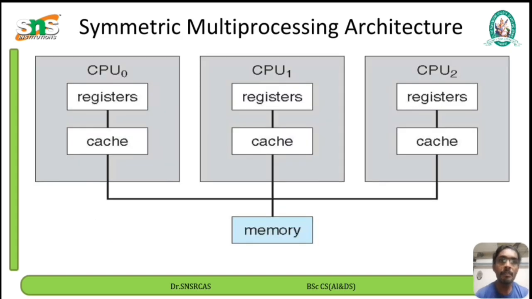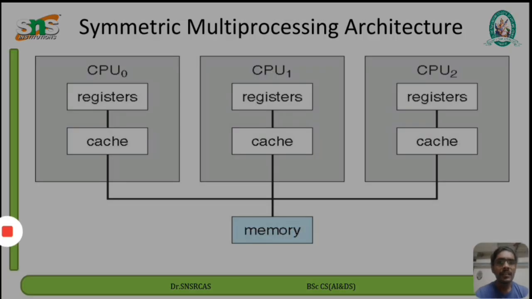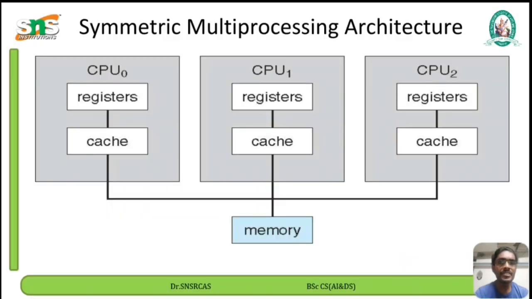Here is the simple architecture of a symmetric multiprocessing system. There are CPU 0, CPU 1 and CPU 2. There is a register memory and cache memory for each of the three different CPUs. But the main memory is common for all the central processing units. Here it is a simple example of a multiprocessing system with three central processing units.